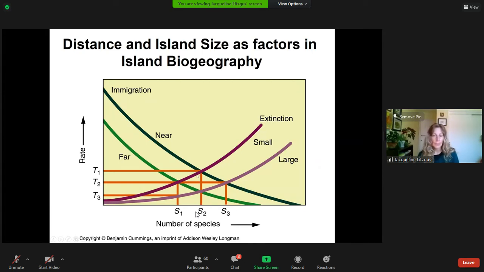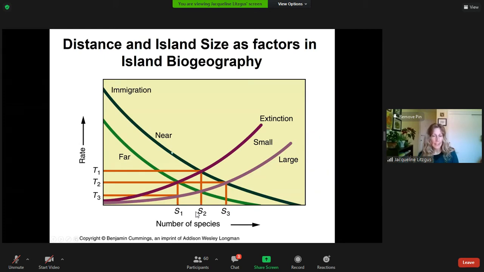And so if we look at where the lines cross, where extinction crosses with immigration for near islands, you can see here's the number of equilibrium species, the S2 value, right? But if you look at where the far island crosses, we'll use that same extinction line, you can see it's this S1 value. It's a lower number of equilibrium species, right? So the far island has a lower equilibrium value than the near island.